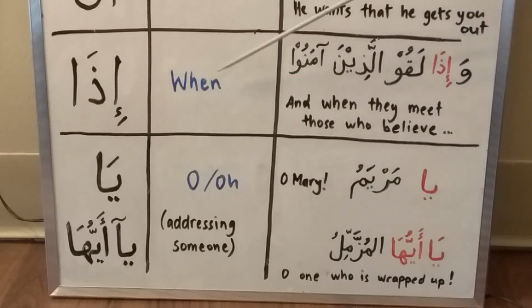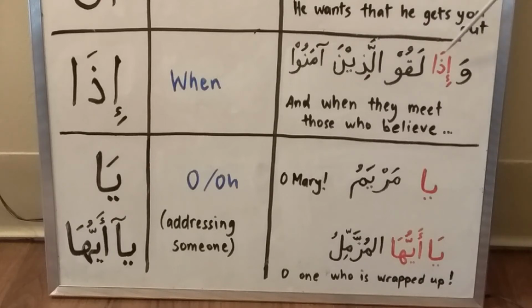Ida usually means when. Now, not as in a question when, but as in a description, like when something happens. For example, وَإِذَا لَقُوا الَّذِينَ آمَنُوا. And when they meet those who believe. So we're describing a situation and then the actual action will continue.